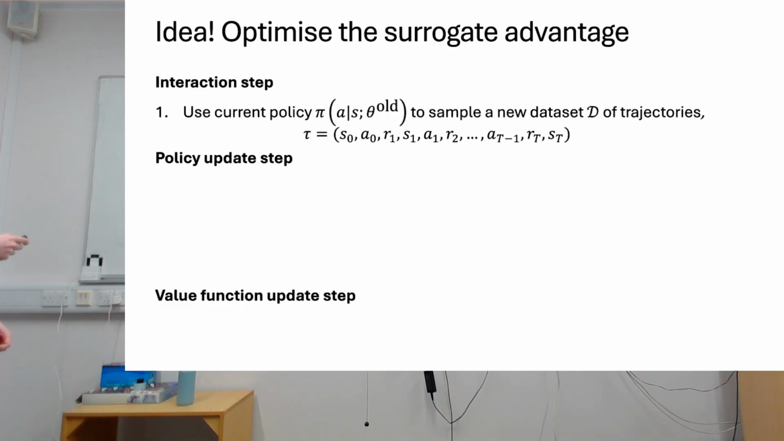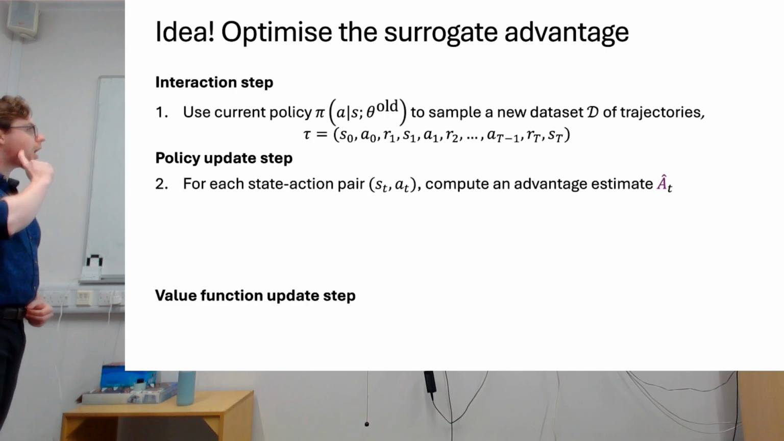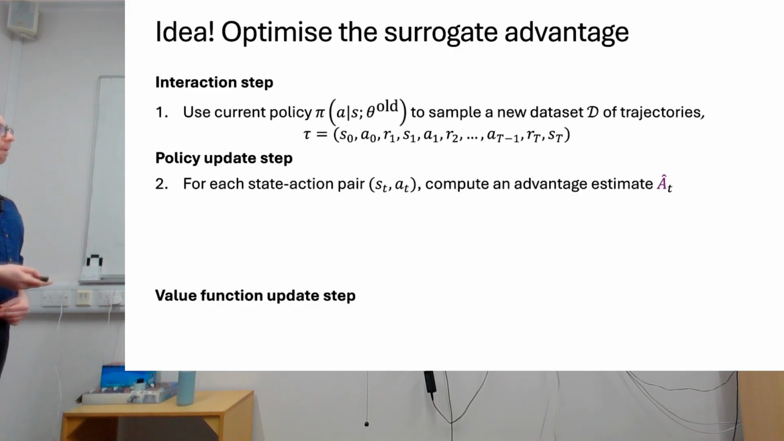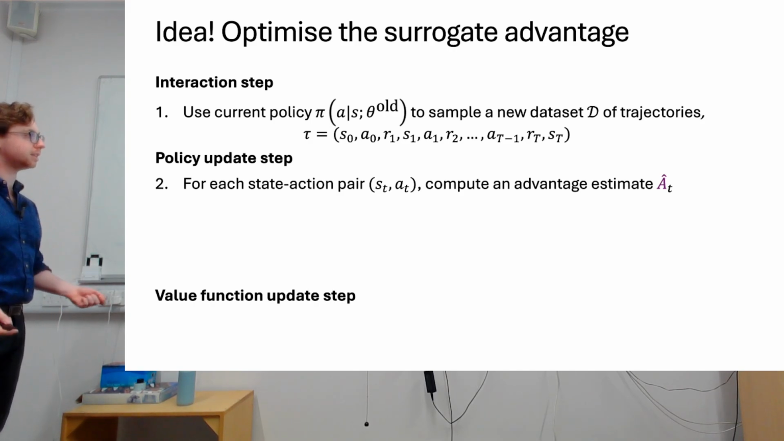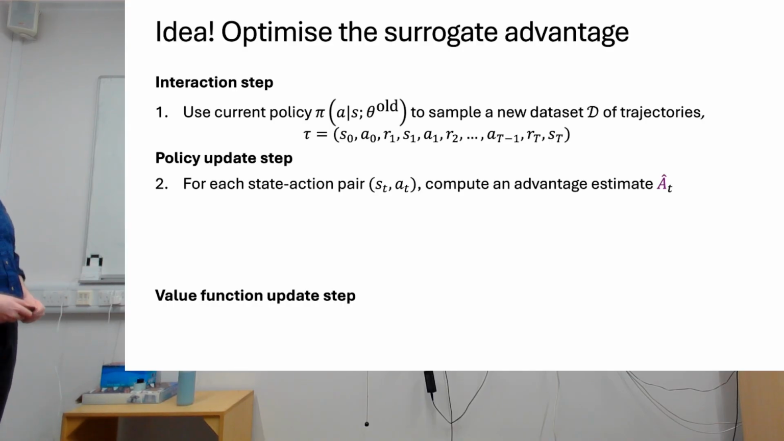The data set D of trajectories, just roll that policy out in the environment. Then for each state action pair that occur along each one of those trajectories, I'm going to compute an advantage estimate. We learned how to do this next week. You can do it in a variety of ways. You can do it in a TD way. You can use generalized advantage estimation. You can use return minus value. Loads of ways of computing advantage estimates. Pick your favorite. Use that to compute advantage estimates.